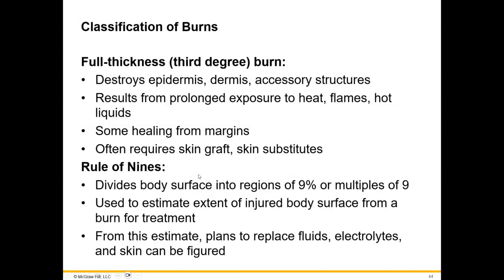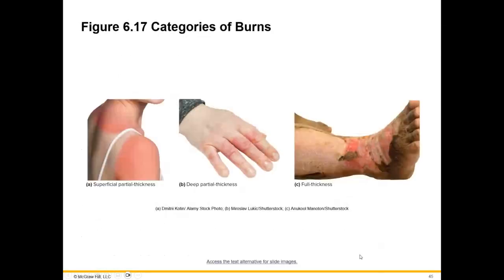The rule of nines is one way to know how dangerous the burns are. We divide the body surface into regions of 9% or multiples of 9, and it's used to estimate the extent of injured body surface from burns for treatment. From this estimate, then, the plans to replace the fluids and electrolytes in skin can be figured out.